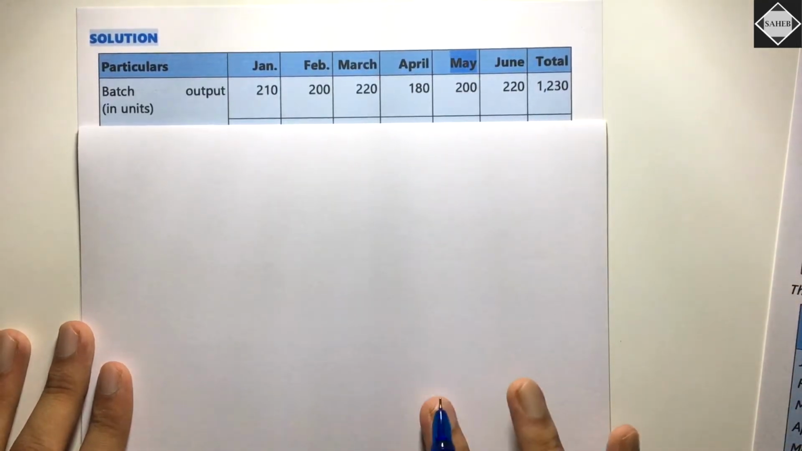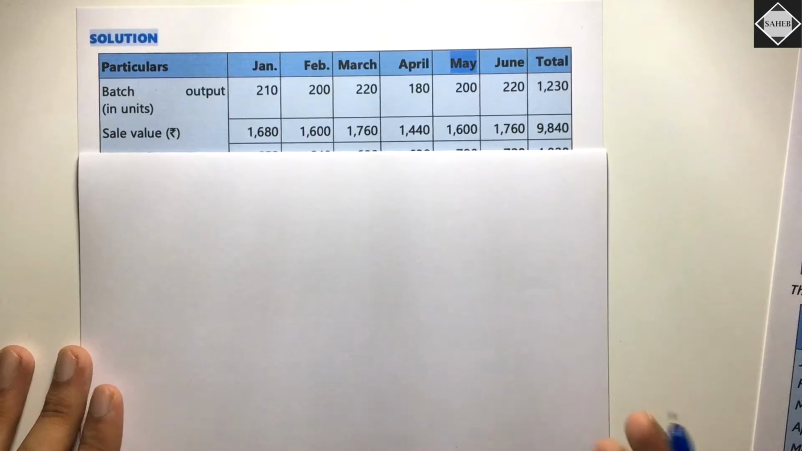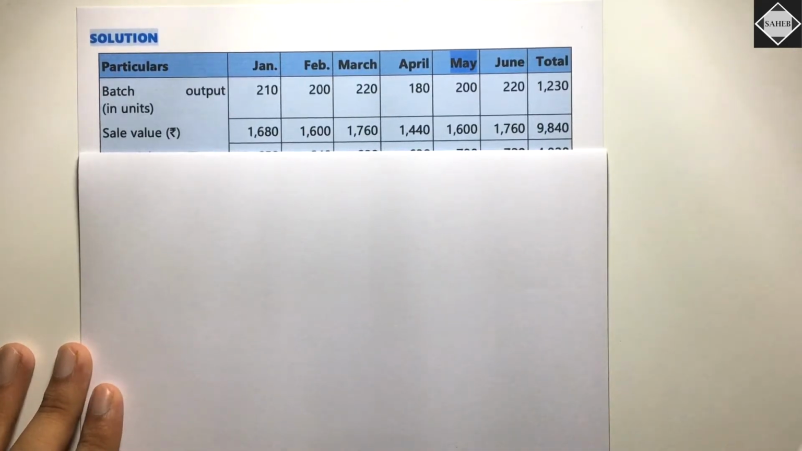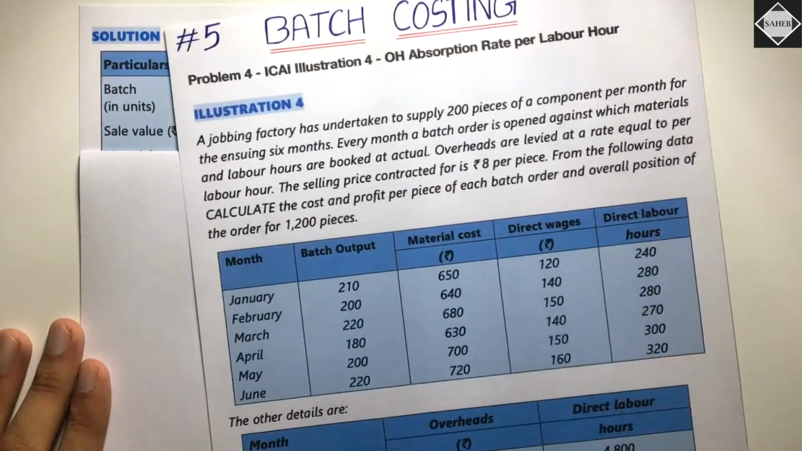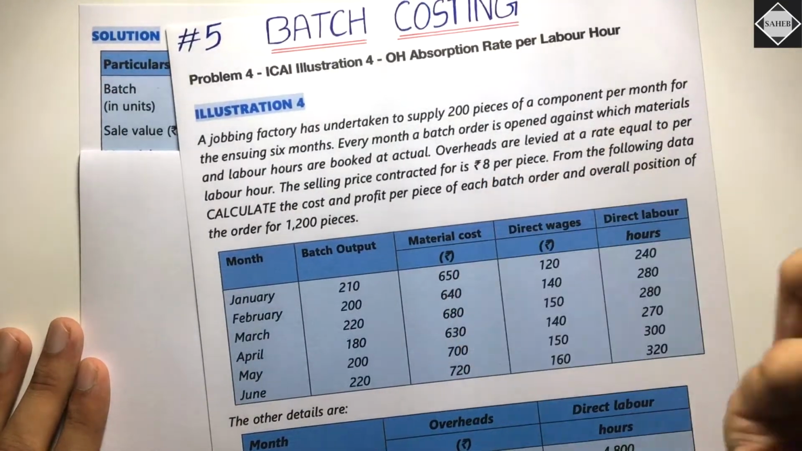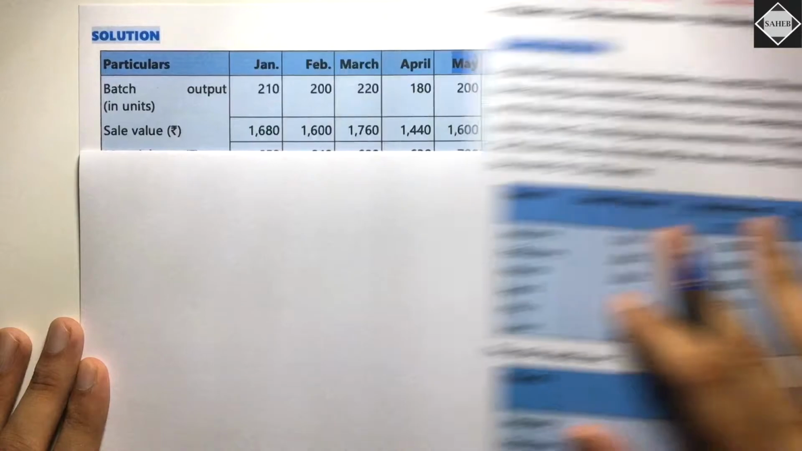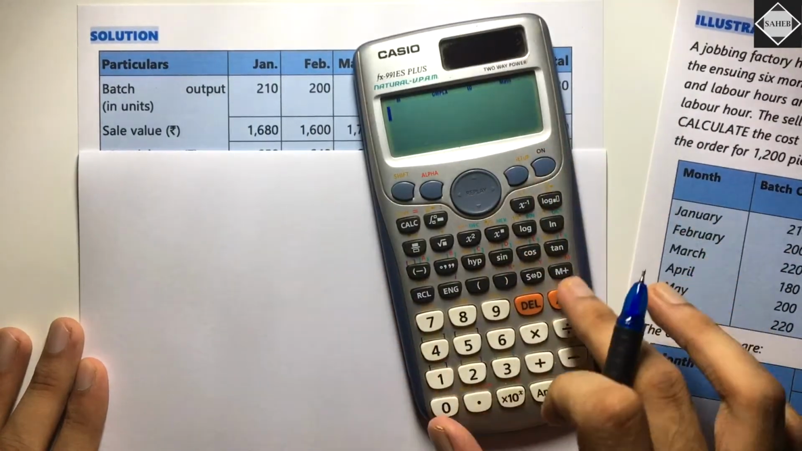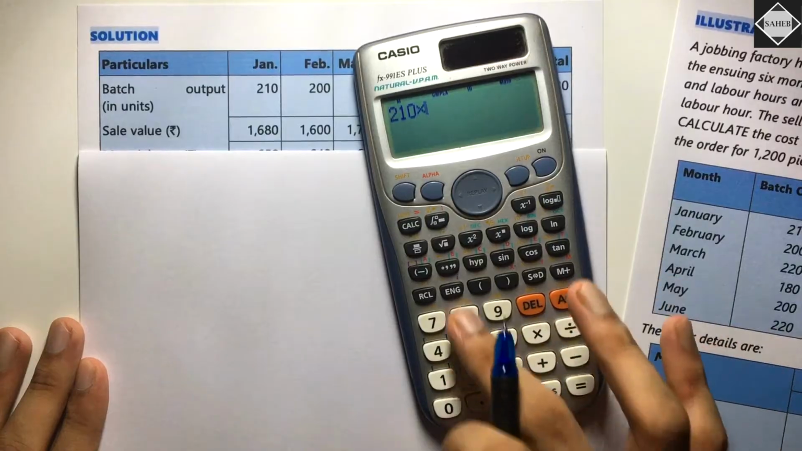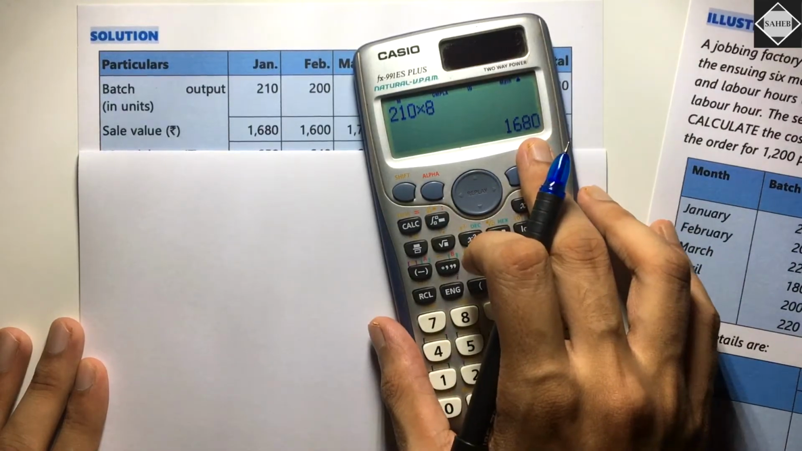And then we have to take the sales value. Now sales value, how will you calculate? It's really simple. We have the output and we know the selling price is rupees 8. Just multiply 210 into 8, that's equal to 1680. Let me just show you. 210 into 8, that's equal to 1680.